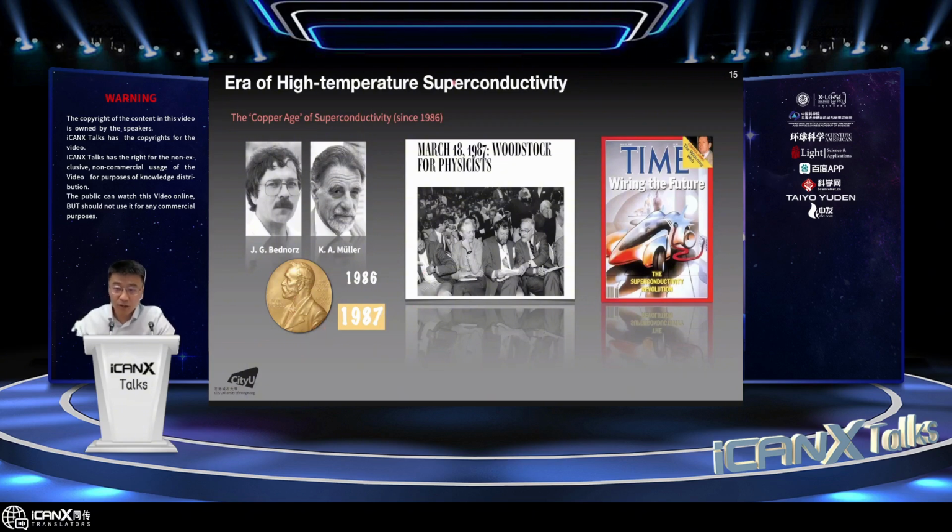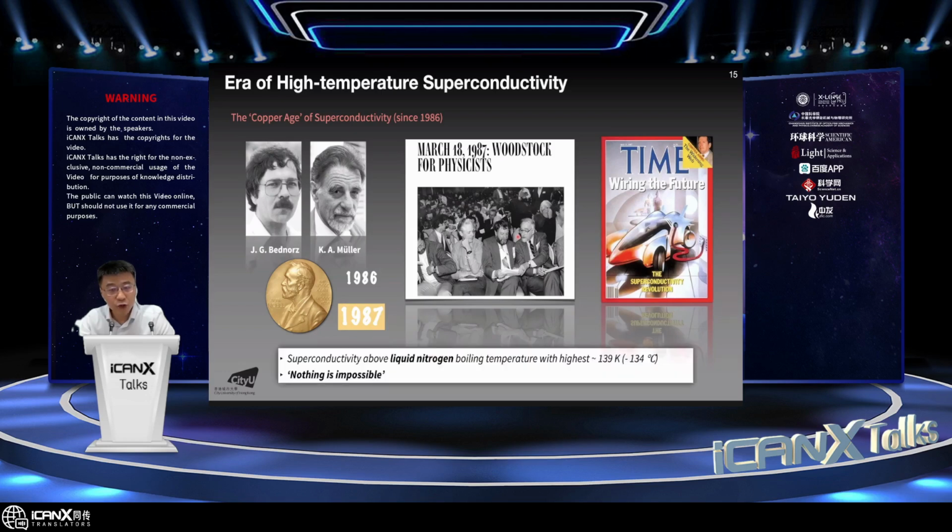Okay, so that was really the beginning of a golden era of the study of high-temperature superconductors, particularly on cuprates, which I will come back to later. Cuprates so far hold the highest record in terms of TC, the transition temperature, and it proves again that nothing is impossible. It is precisely when people found it very difficult to raise the transition temperature of superconductors that this discovery came up.